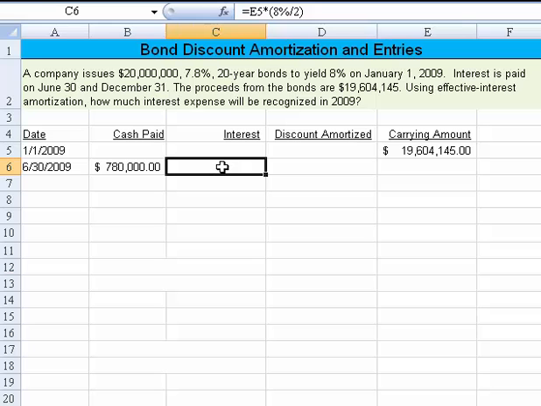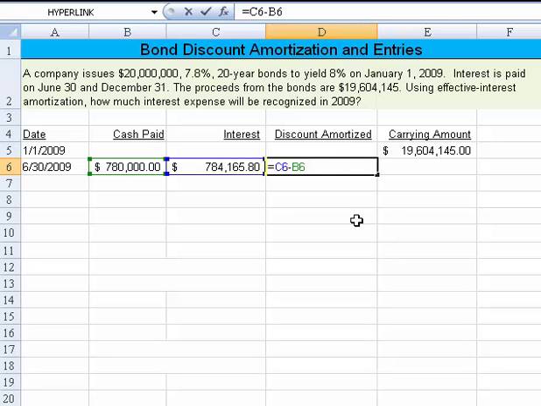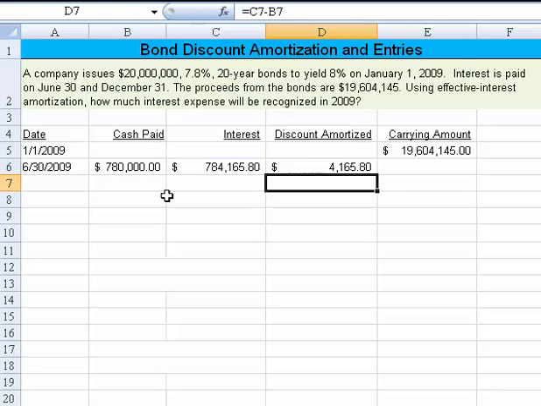Now, interest is calculated by taking the carrying amount of the bonds times the effective rate. So we take the $19,604,145 and multiply it times the 8%, which was the effective rate, the amount we're trying to yield, divided by 2. When we do that, we come up with $784,165.80. Then all we need to do is subtract the cash paid from the interest, and we know we're going to amortize $4,165.